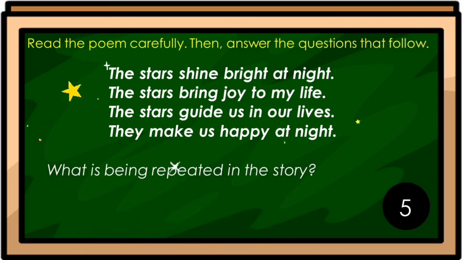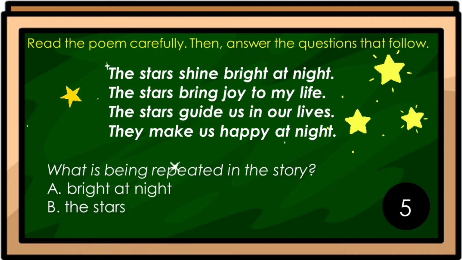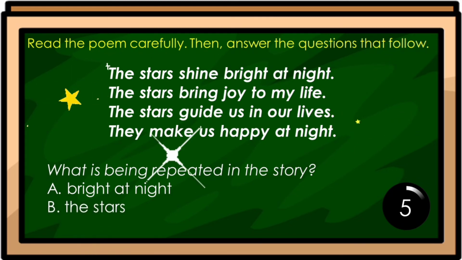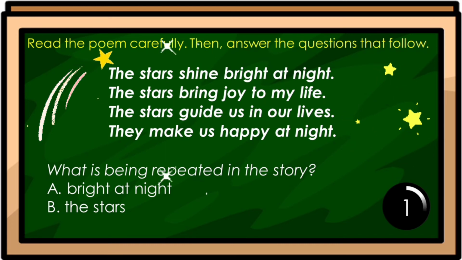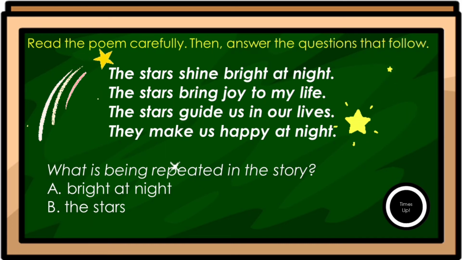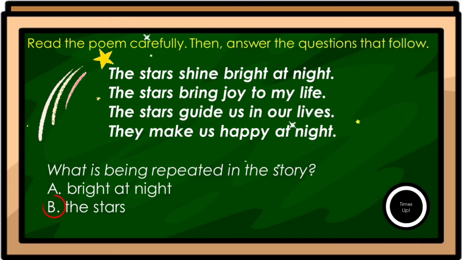First question, what is being repeated in the story? Is it A, bright at night, or B, the stars? What is the correct answer? Yes, you're right. The word being repeated in the story is the stars.